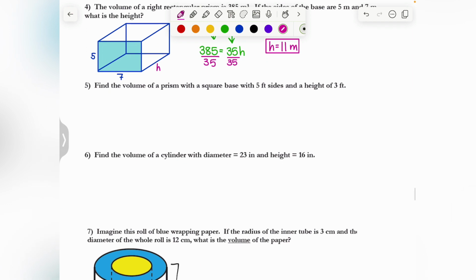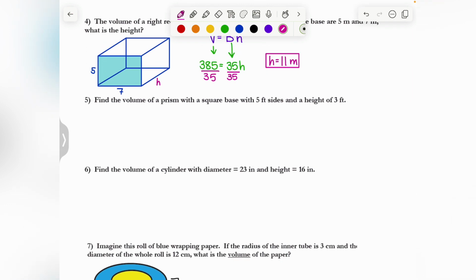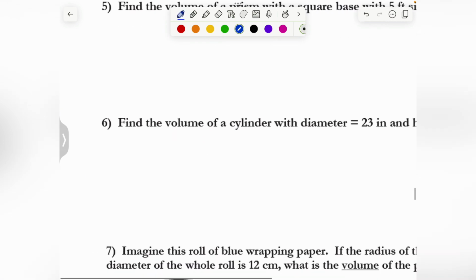Okay, I'm going to skip to number 6. This one is just talking about a cylinder, so I want to make sure that we're good with this. This says, find the volume of a cylinder with a diameter of 23 and a height of 16. So let's draw a cylinder. A cylinder kind of starts with like an ellipse type shape or an oval.